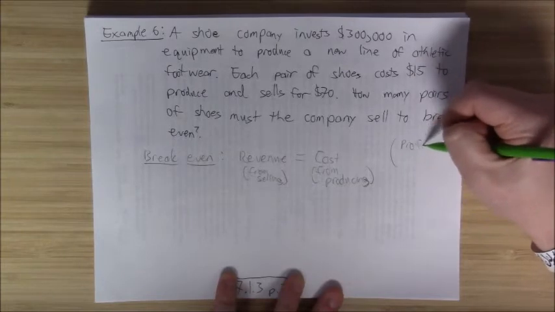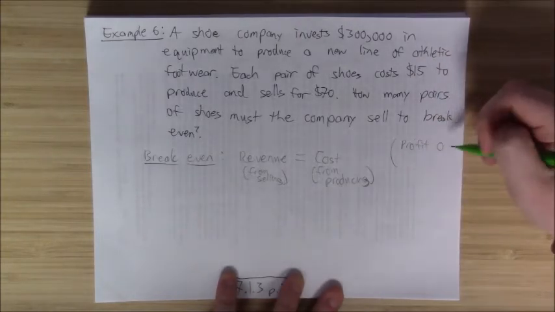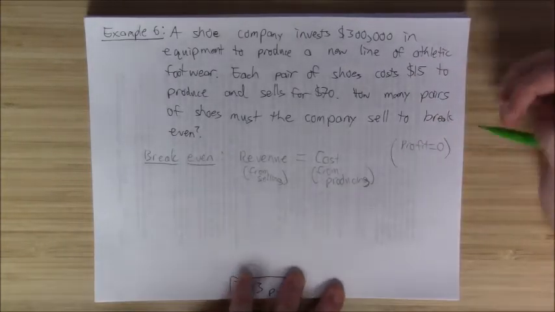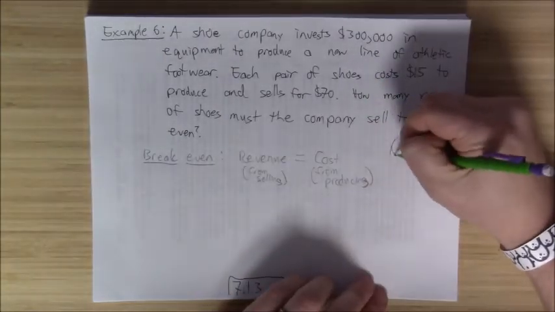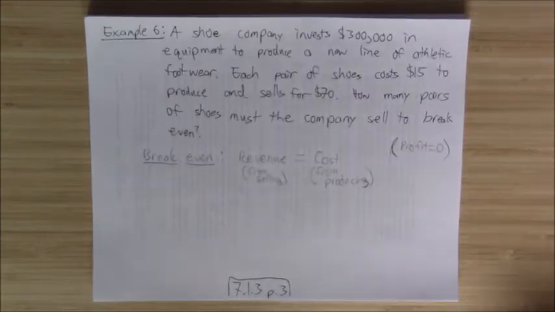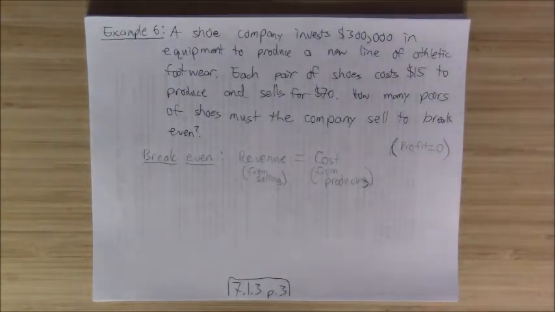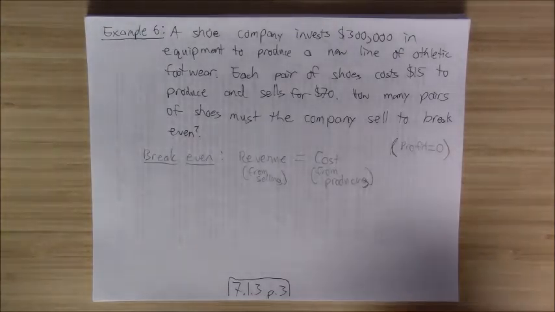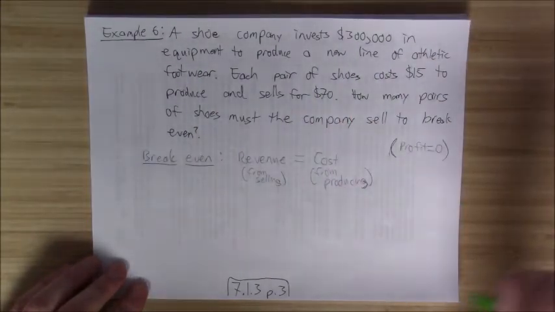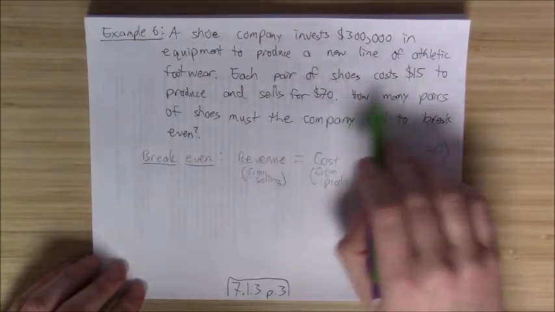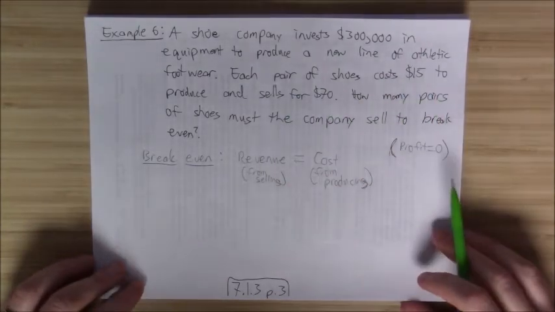So in other words, you may say, well, I want to get a positive profit. Well, yes, but you have to break even first. Breaking even is essentially the point where it's like you never even started selling things. It's where you can actually start making a profit because you've overcome your costs. So that's all we're asking here. So they invest $300,000 in equipment to produce this line of shoes, okay?